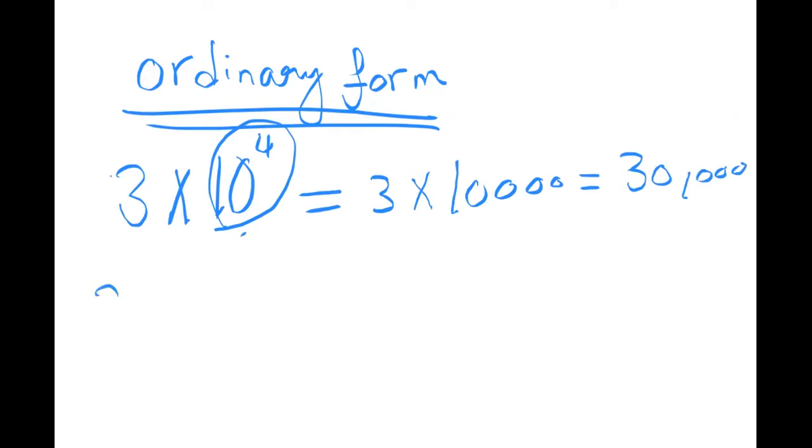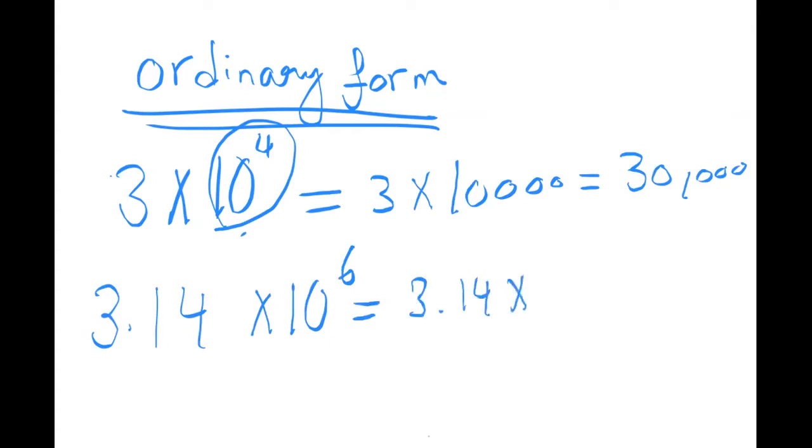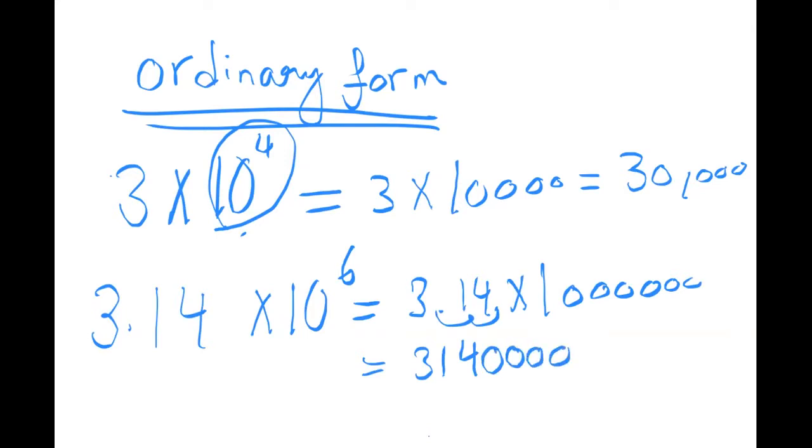If I have 3.14 times 10 power of 6, and I ask you to write it in ordinary form, I will multiply 3.14 by 1 and 6 zeros. So it's a million. I will move my decimal point 6 digits. So 1, 2, it's 314, and still I have 4 zeros. I will place them: 1, 2, 3, 4 zeros. This is the ordinary form.